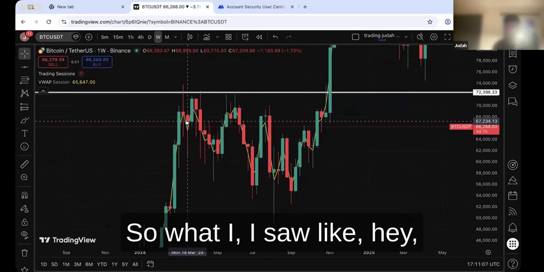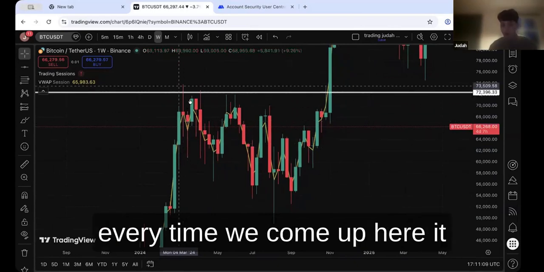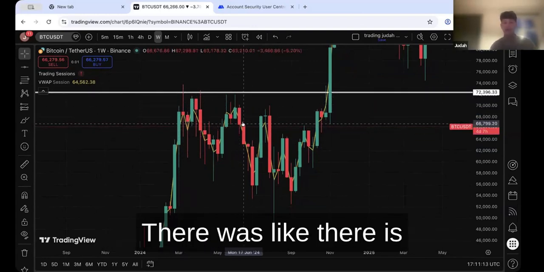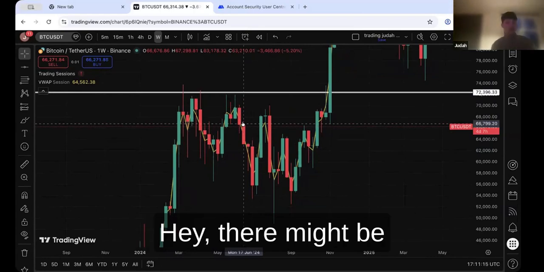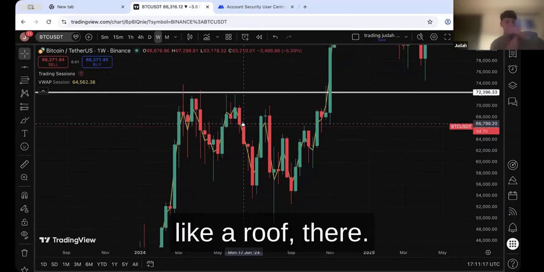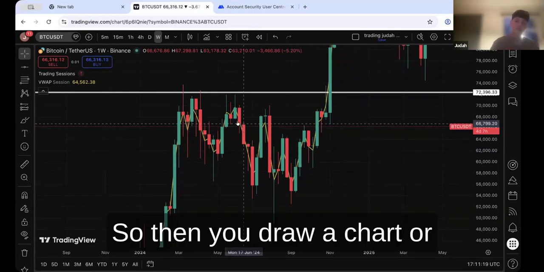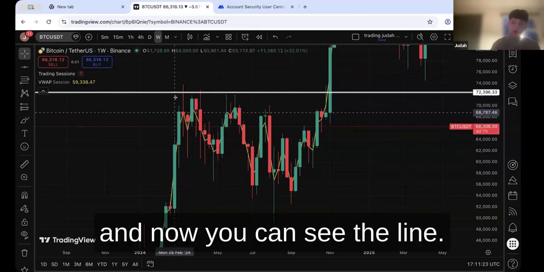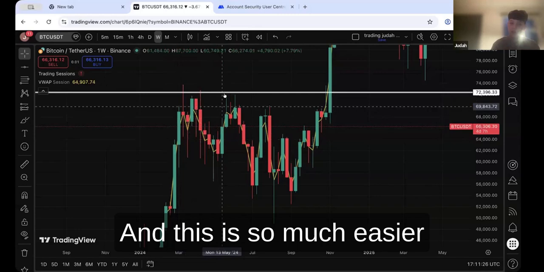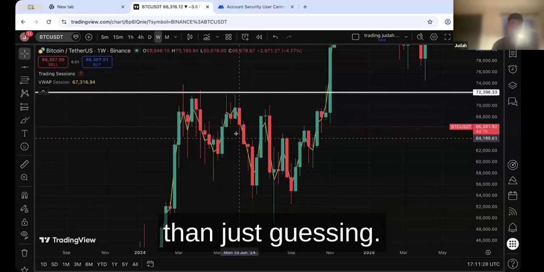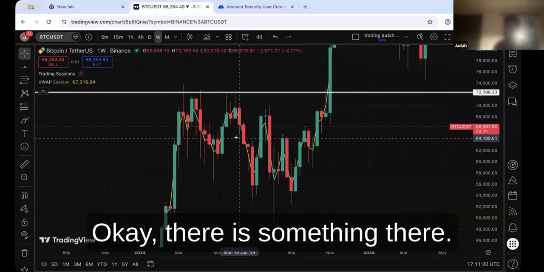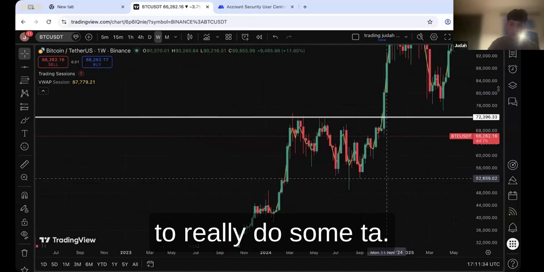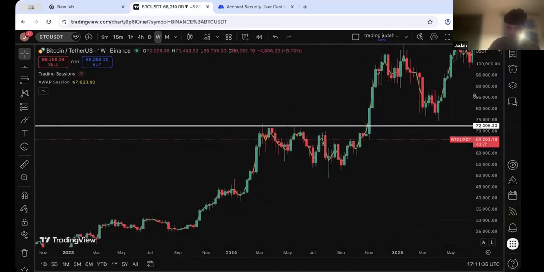So what I saw was, hey, every time we come up here, it seems like we go down again. So what is going on? There is something holding it back. Hey, there might be a roof there. So then you draw a line there, and now you can see the line. This is so much easier than just guessing that there is something there. But now we have a real line, and now we're starting to really do some TA.